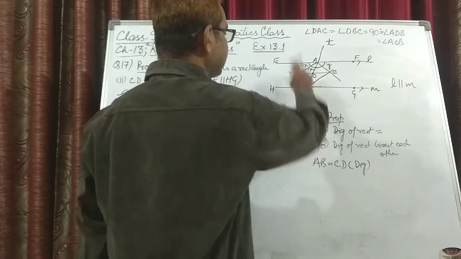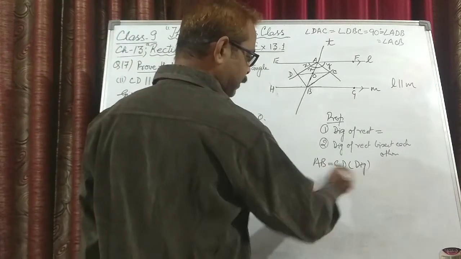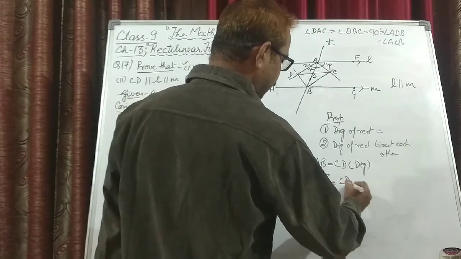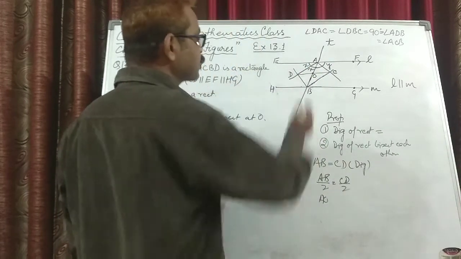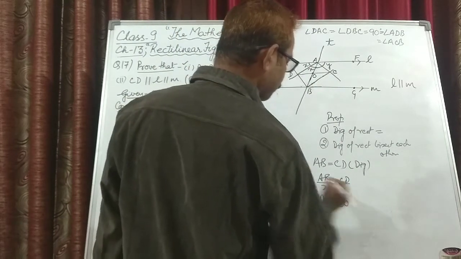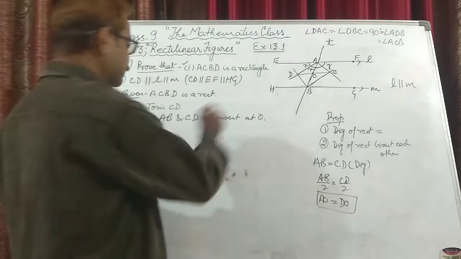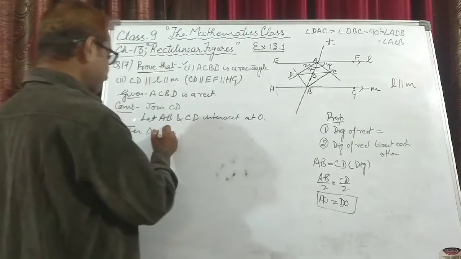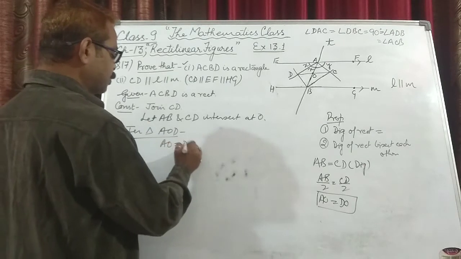Which rectangle? ACBD. If diagonals of the rectangle are equal, then their halves will be equal. By dividing by 2 on both sides, we can say half of AB is equal to half of CD. Now half of AB can be considered as AO or OB, so I am taking AO, and half of CD can be considered as DO or OC, so I am taking DO. Now this will help us in triangle AOD, where we can say that AO is equal to DO.